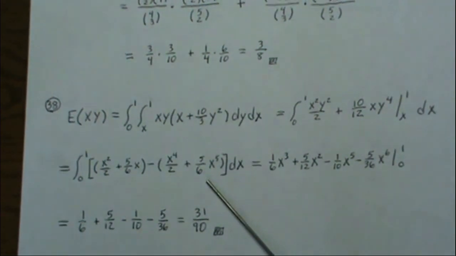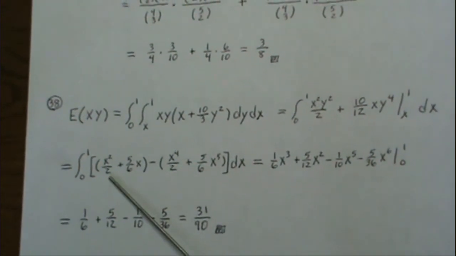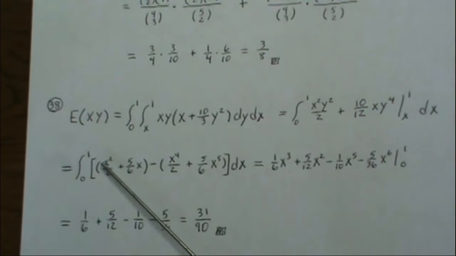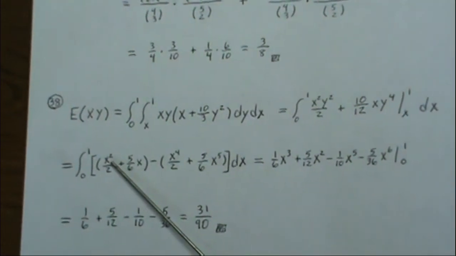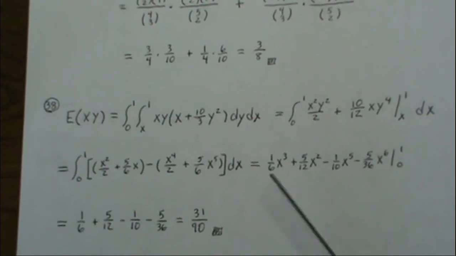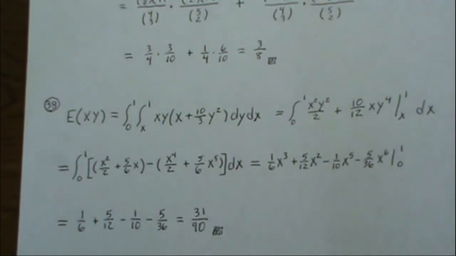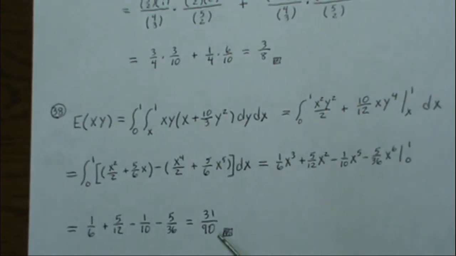And now integrate with respect to x, and so this one becomes 1/2 times 1/3 times x to the 3rd. And then you can do that for the same. Plug in the limits of integration, simplify it, you get 31 over 90.